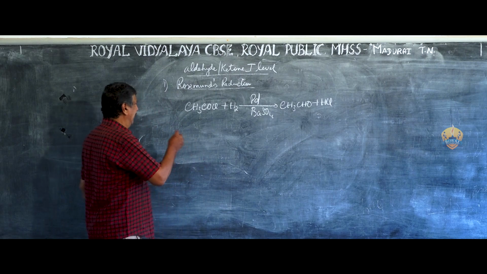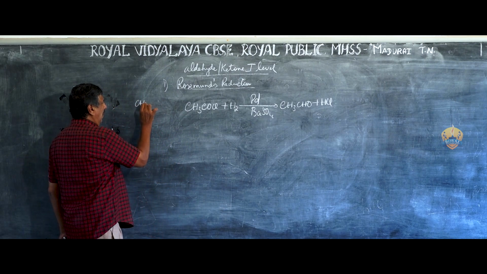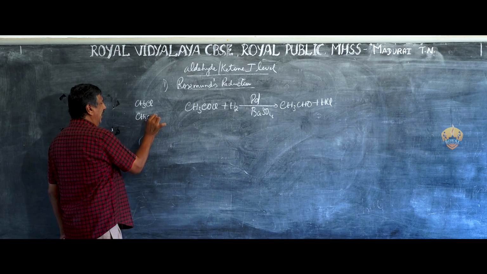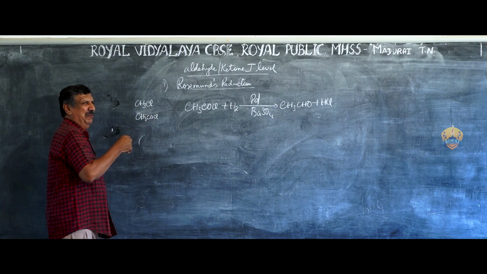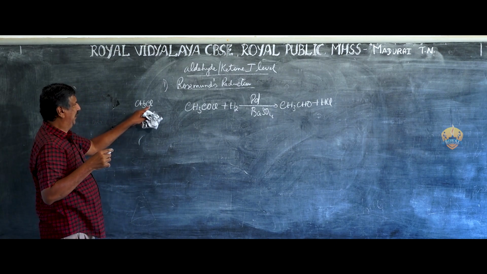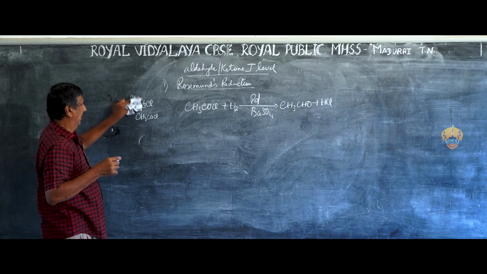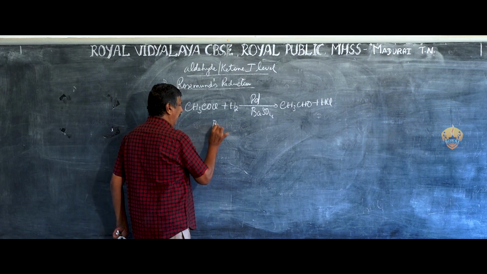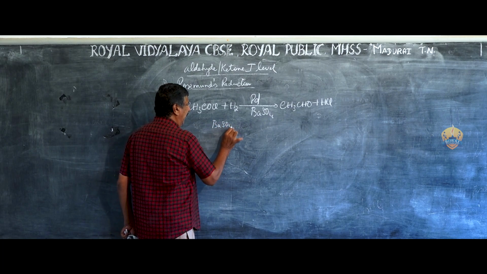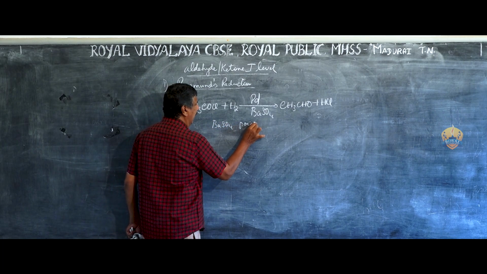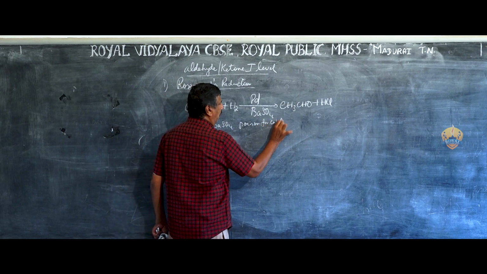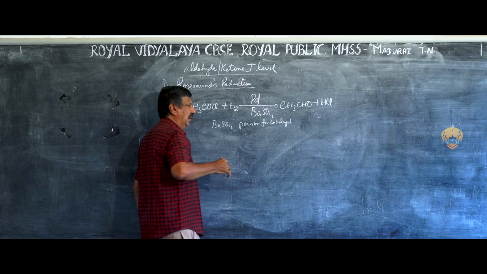You see, this is methyl chloride. This is only acetyl chloride. Don't confuse acetyl and methyl. This is methyl chloride, this is acetyl chloride. But here, the barium sulfate is acting as a poison for the catalyst.